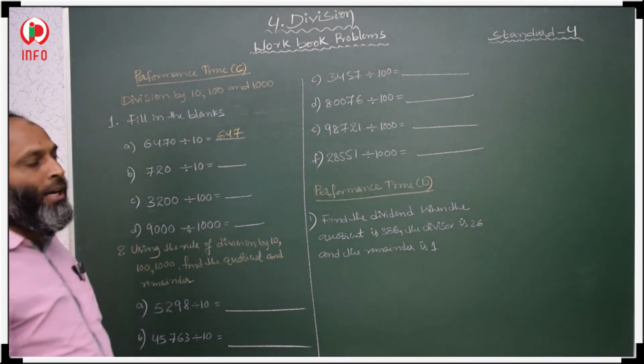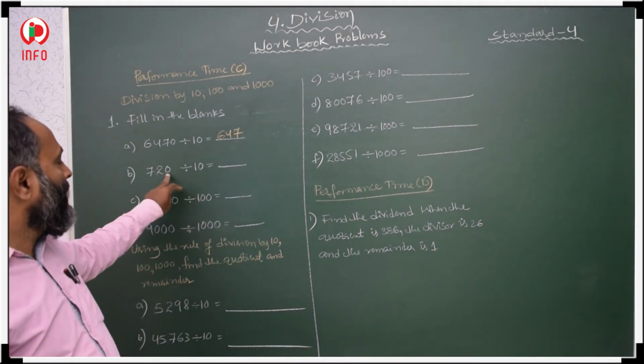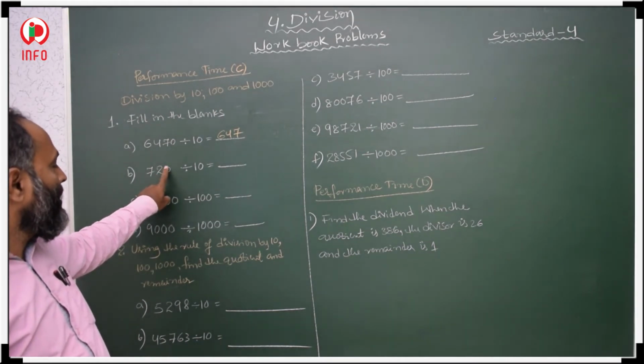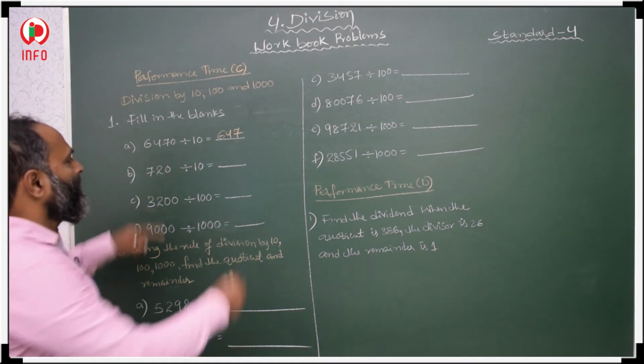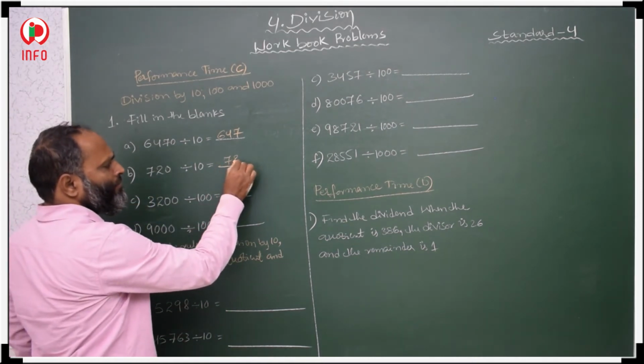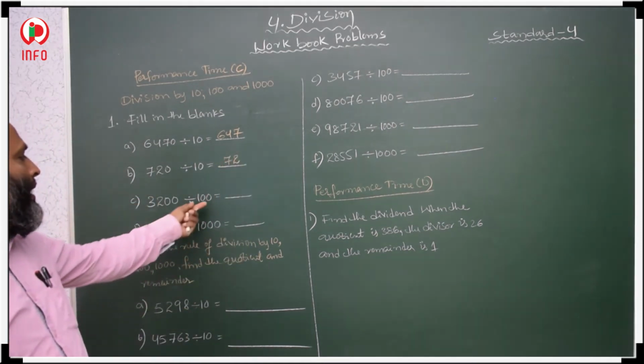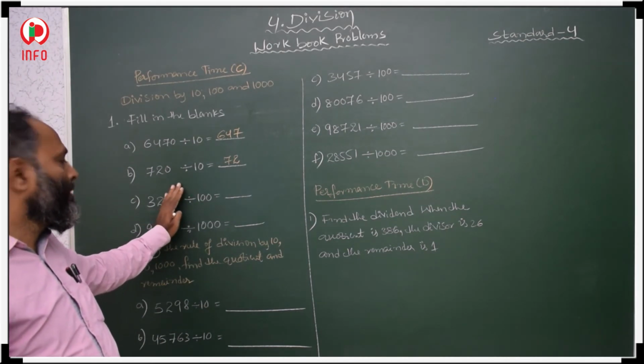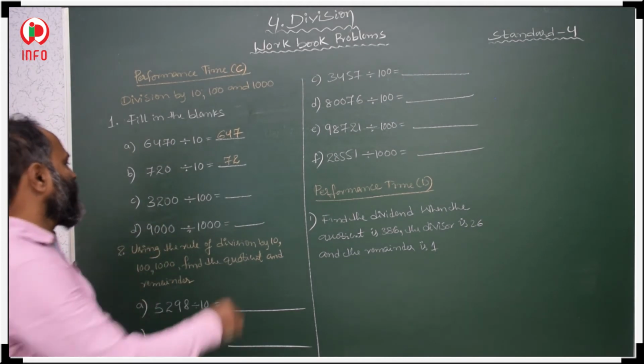647. Again here we are dividing by 10. The last place, ones place, is the remainder. That remainder is 0. So after that what is left? 72. This is our answer. When divided by 100, the last two places, ones and tens, are the remainder, that is 0 0. So no need to take that one. 32 is our answer.